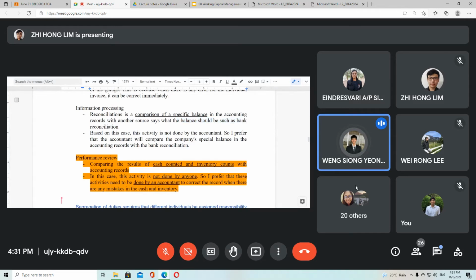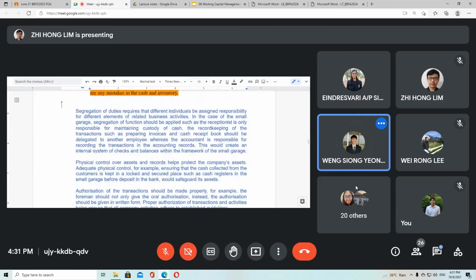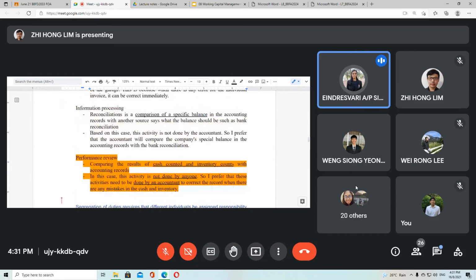So based on this case, this activity is not done by the accountant. So I would prefer the accountant to compare the company's special balance in the accounting record with the bank reconciliation. So that's all for my part.